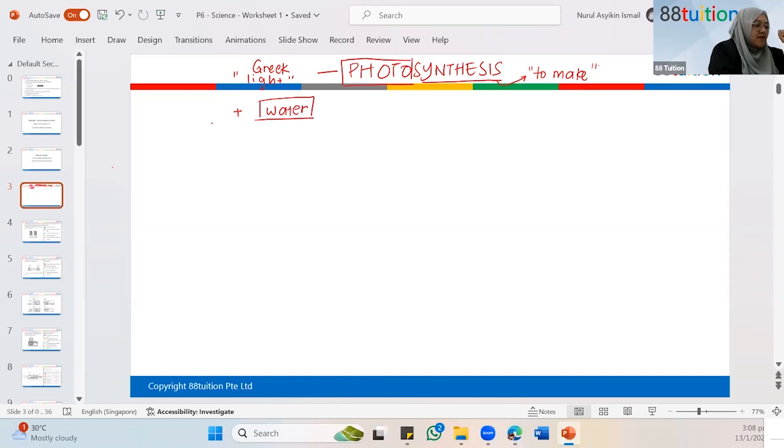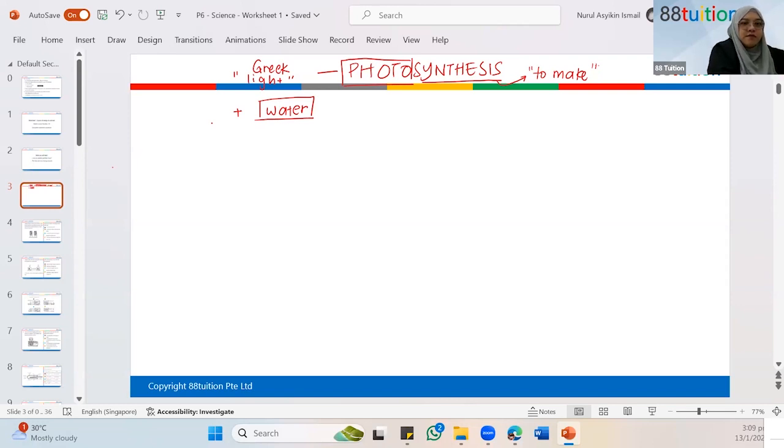Yes, what's another material you need? Food. Like sunlight. You need food for photosynthesis, are you sure? Because photosynthesis is to make something using light. That means you're making food at the end of the day, but you need some other materials in order to make the food. We have one water here already.